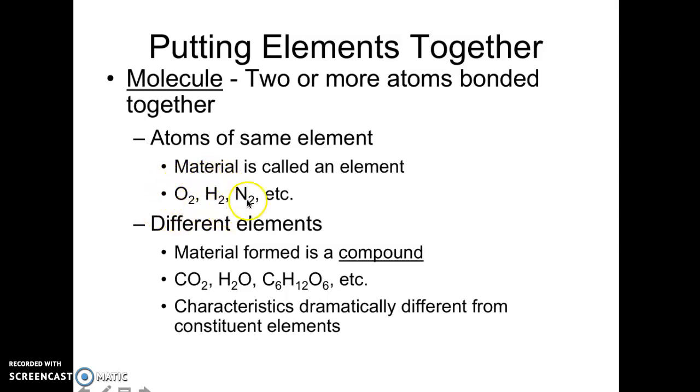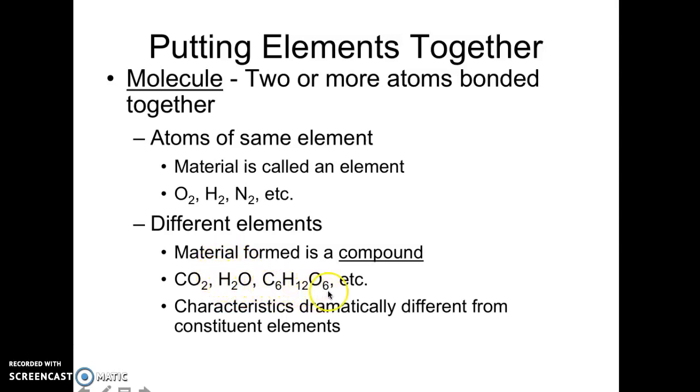Here, H2, N2, etc. We have more than 2 atoms bonded together. That's a molecule, and again, these might be the same element. However, they can also be different elements. And when the materials are formed here and they're different elements, we definitely refer to them as a compound. So here we have a mixture. We have a carbon and 2 oxygen. So there are 3 atoms altogether. That's carbon dioxide. Here's water, H2O, 3 elements altogether.